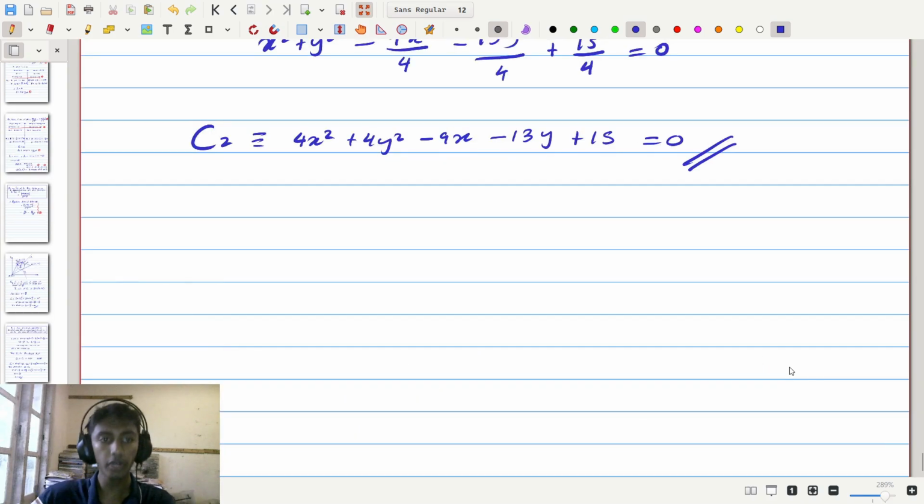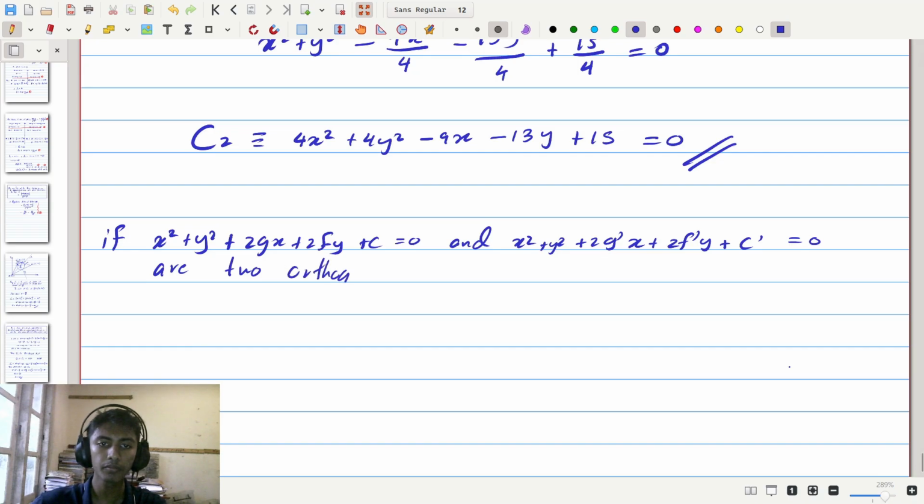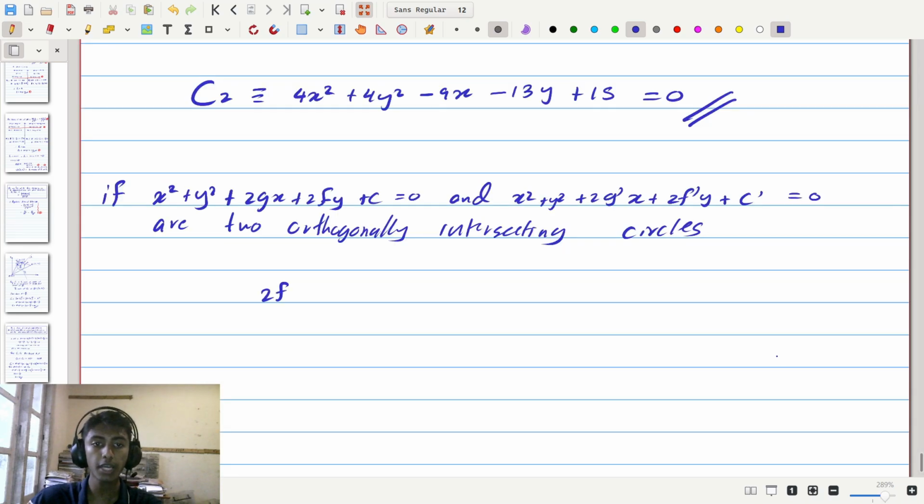orthogonal. Now for this we need to use our knowledge of the condition that if two circles, say x squared plus y squared plus 2gx plus 2fy plus c equals 0 and x squared plus y squared plus 2g'x plus 2f'y plus c' equals 0 are two orthogonally intersecting circles, then we will have the condition that 2 times g times g' plus 2 times f times f' is going to be equal to c plus c'. So we need this condition to be the case if these two circles are intersecting orthogonally.